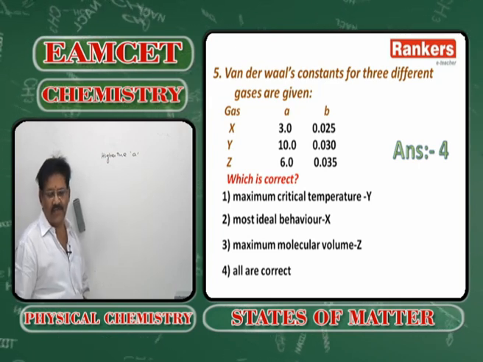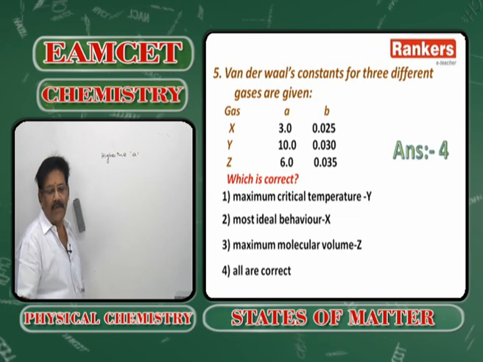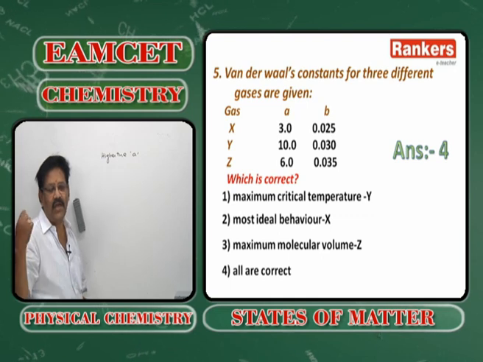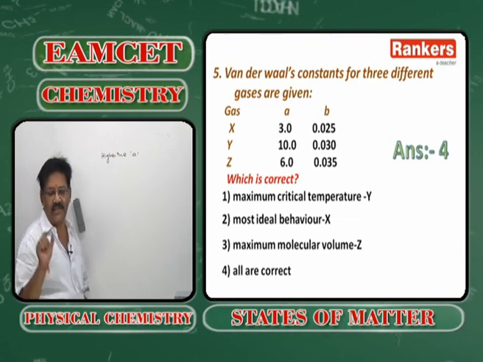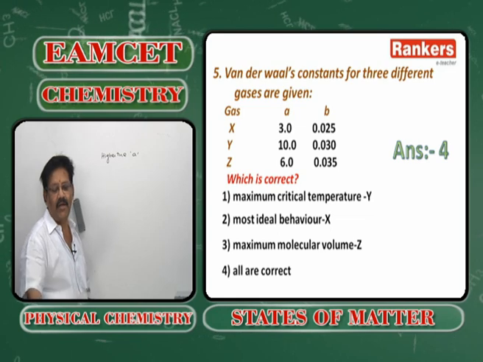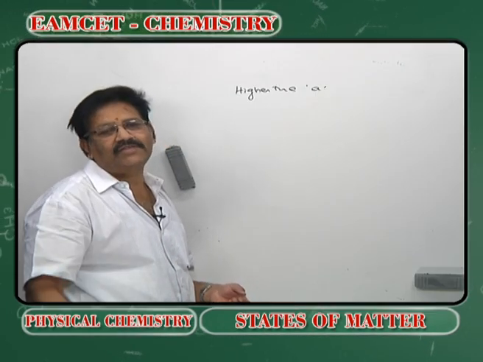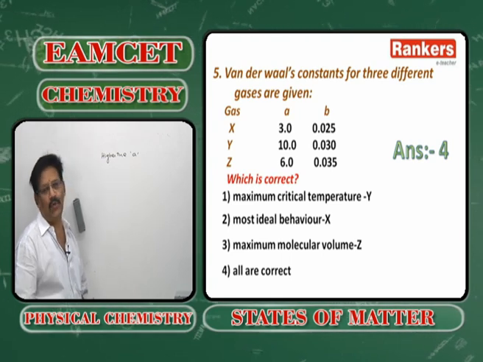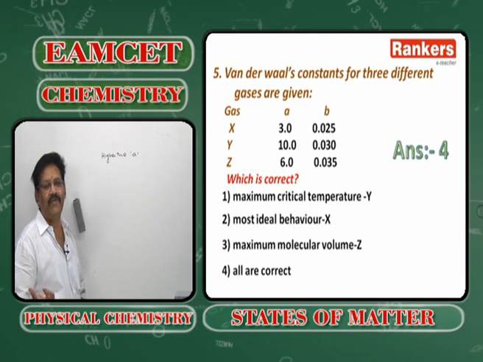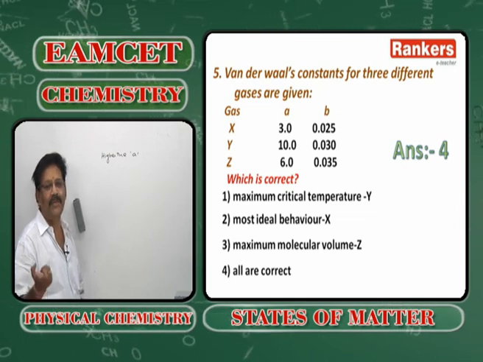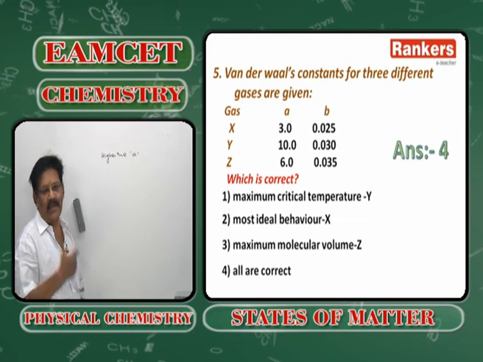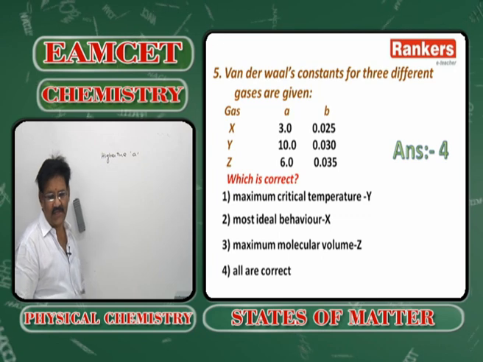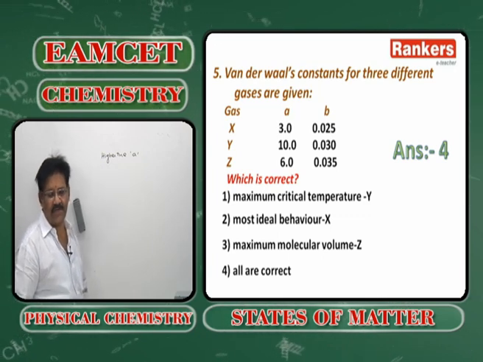And what is option 2? Among the 3 gases, gas X has the most ideal behavior. Why does gas X have the most ideal behavior? Because its Van der Waals constants are very low, relatively low. When Van der Waals constants are relatively low, it implies that the gas has more ideal behavior when compared with the other 2 gases.